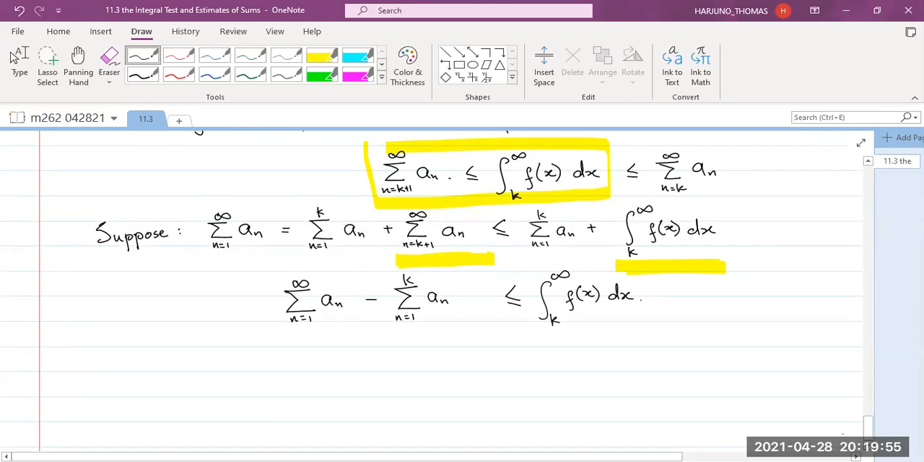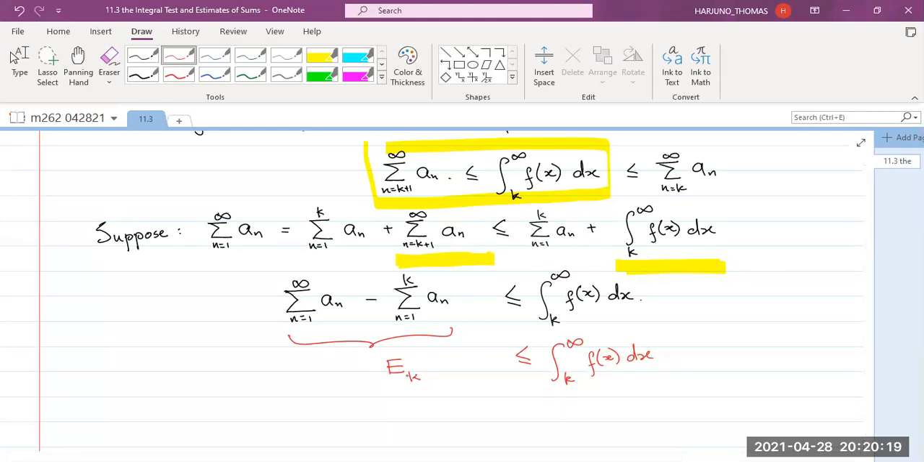Basically, if you want to squeeze the error, it is bounded above by the integral from k to infinity of f(x) dx. The error of the first k terms: if you add up to k, then the maximum error is equal to that integral from k to infinity.